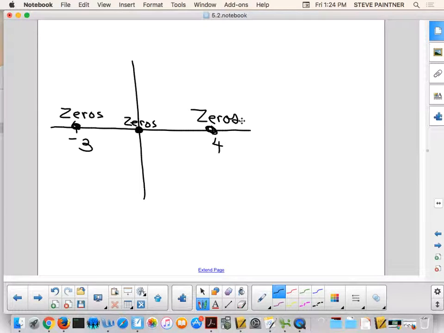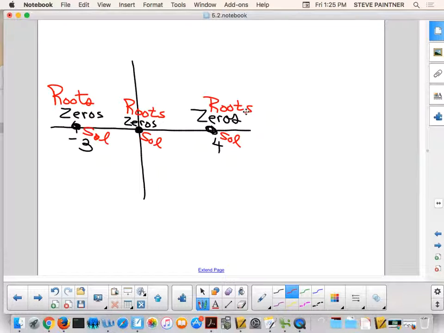Okay? Or you could call them solutions, because they're all solutions to that equation. Then Taylor goes and reads the paragraph below, which I didn't read, and he learns that they're also called roots. These are also called roots. And there's one more thing we can call them: x-intercepts. Look, these are just points on the x-axis. These are called x-intercepts also.